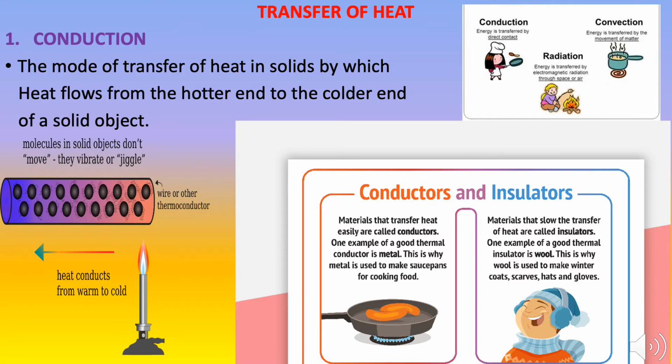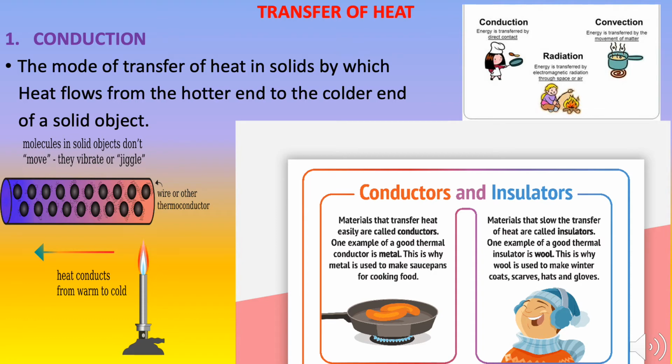Now we will start this new topic, that is transfer of heat. Actually, this transfer of heat always takes place from a hotter object to a colder object, or we can say from a body at higher temperature to a body at lower temperature. So, whenever two bodies at different temperatures come in contact with each other, the heat will flow from the hotter part to the colder part. There are three ways of transferring heat. The first one is conduction, then convection, and then radiation.